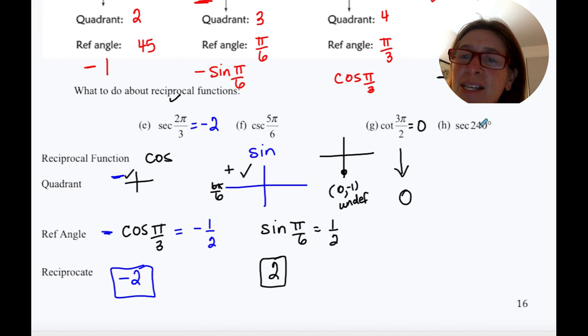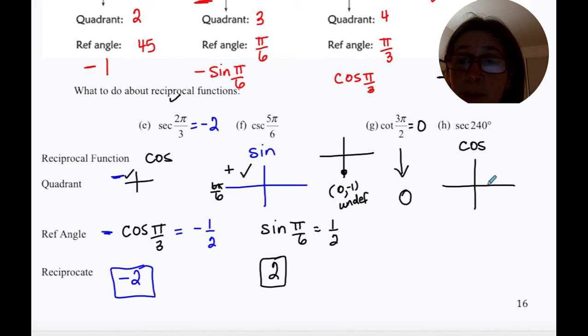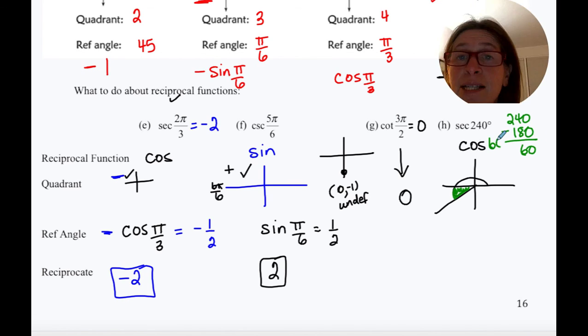All right, last one, secant of 240. All right, so first I'm going to be finding the cosine. Then I need the reference angle. So we've already done 240, but remember, 240 is here, so my reference angle would be this guy right here. So I'd have to take 180 away from 240, so 240 minus 180, which would be 60 degrees. So I want a cosine of 60 degrees. I have to recognize I was in quadrant 3 where cosine is negative. Okay, so negative cosine 60. Cosine of 60 would be 1/2, so it's -1/2. But I need to reciprocate that, so it would again give me -2.